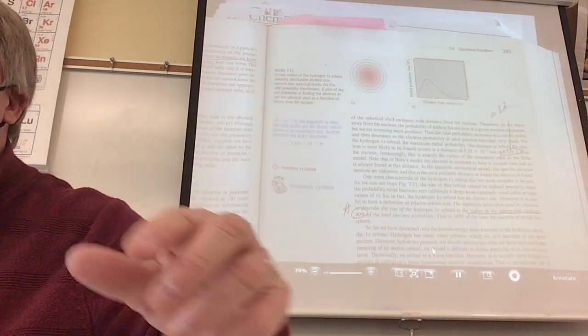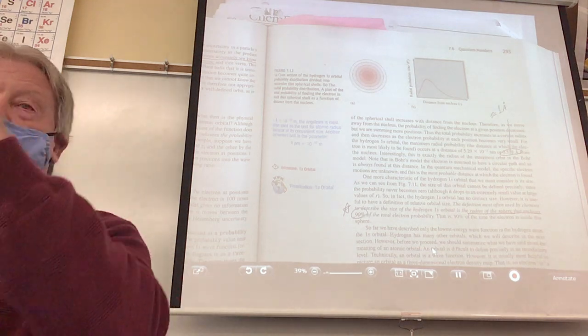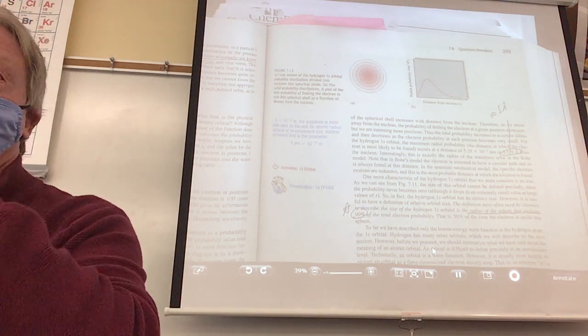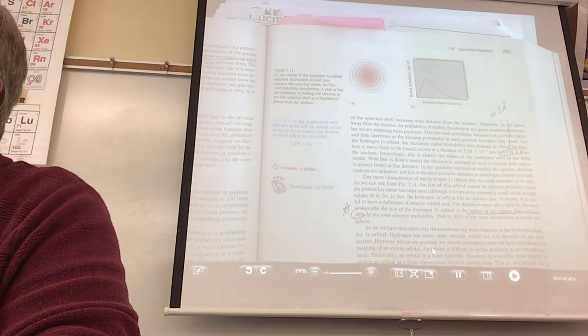So what are electrons doing in the s orbital? We know the s orbital kind of looks like a sphere. What are you doing in there? They don't know. You're not going to like that. We don't know what it's doing in there.